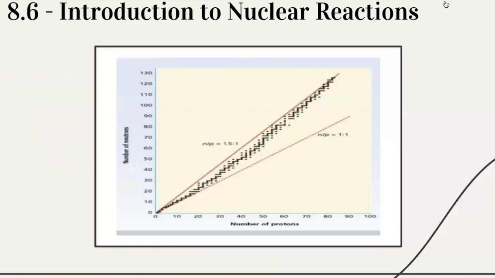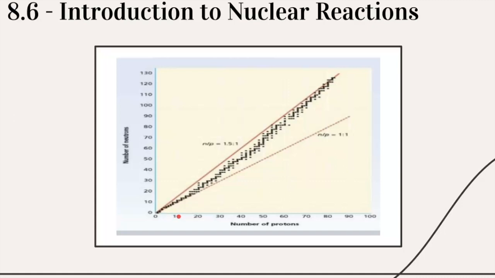So here's the band of stability, basically the number of protons versus the number of neutrons, right? You can see here to here. So the dots over here represent the stable nuclei. So just for example, you could see that the element with 10 protons is neon.